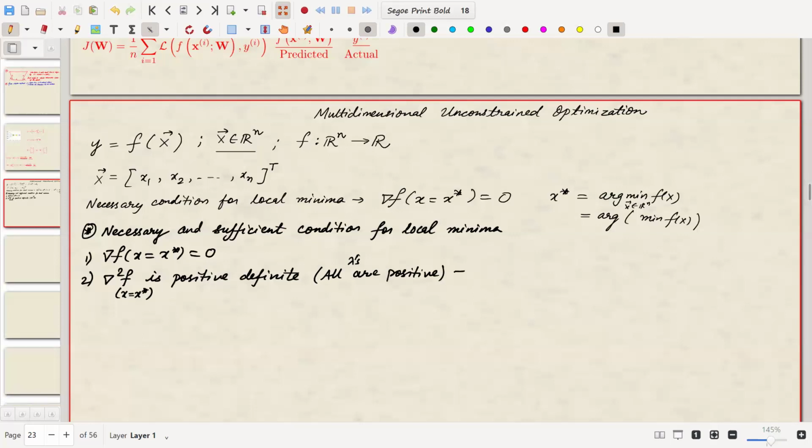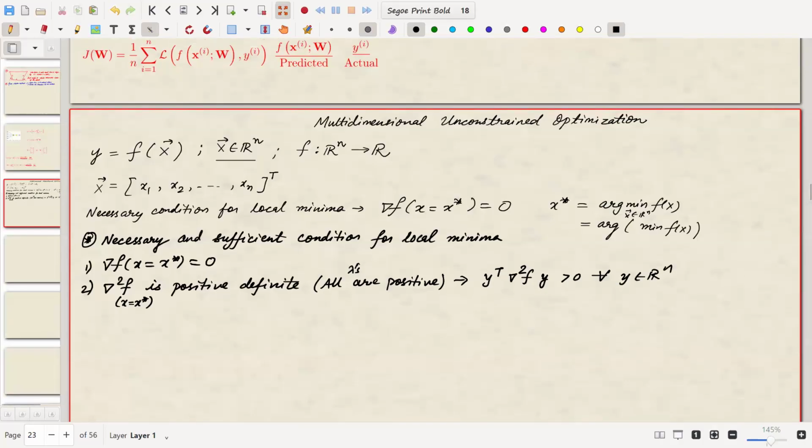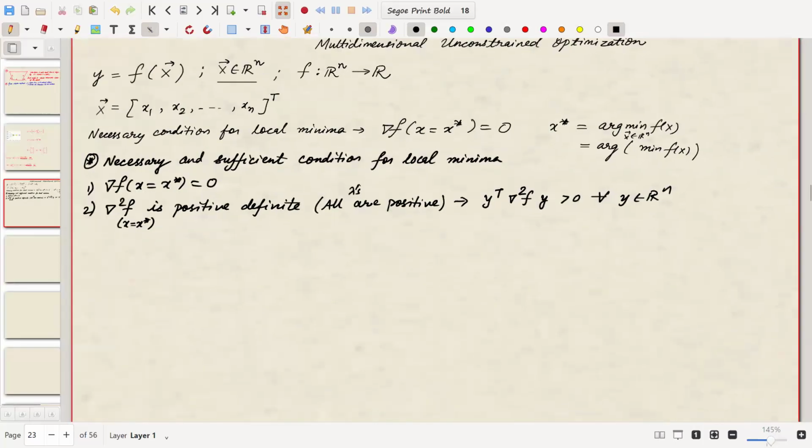What's the other way of saying this? You can say that y transpose del 2 f y is always greater than 0 for any y in Rn. I hope that's correct. Yes, that's the meaning of positive definiteness. If you want semi-definiteness, only add one equal sign to 0. That's it. So this is the necessary and sufficient condition.